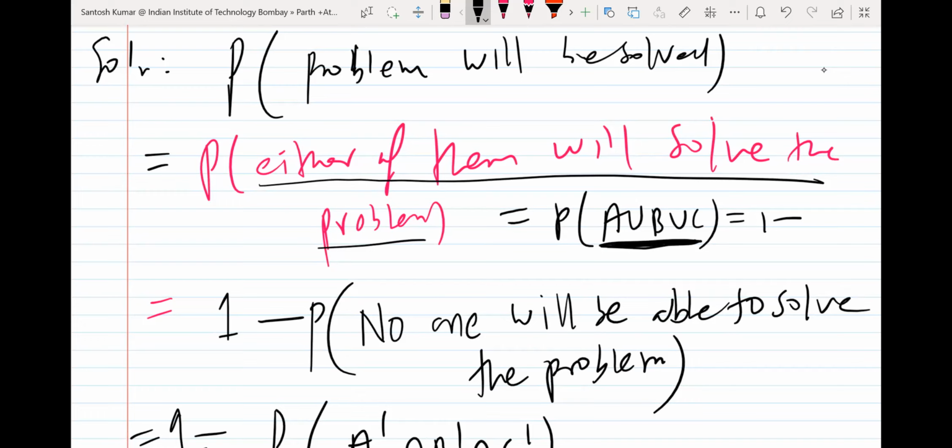Problem is given. So either no one can solve, or one of them can solve, or two of them can solve, or three of them all can solve. So at least means either 1, 2, 3. You take the complement, it's a 0. 0 means no one will ever solve the problem.